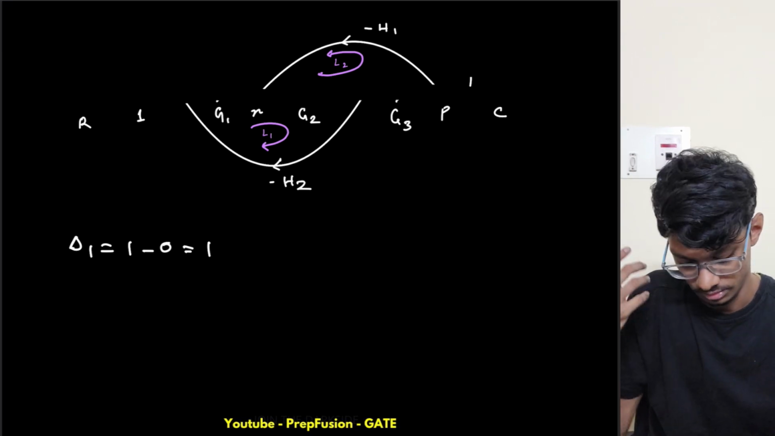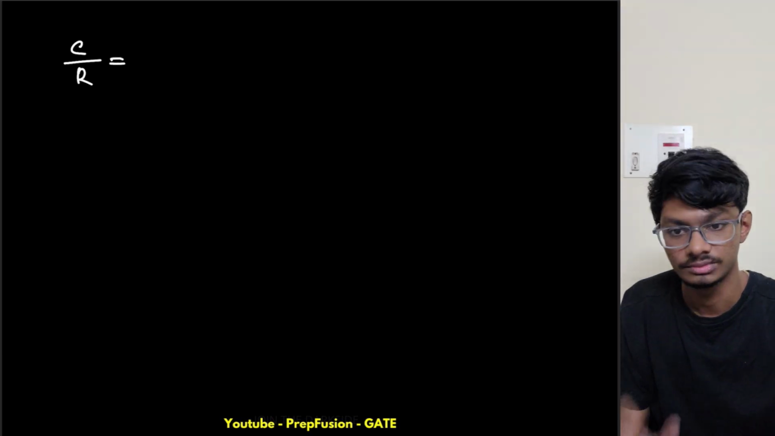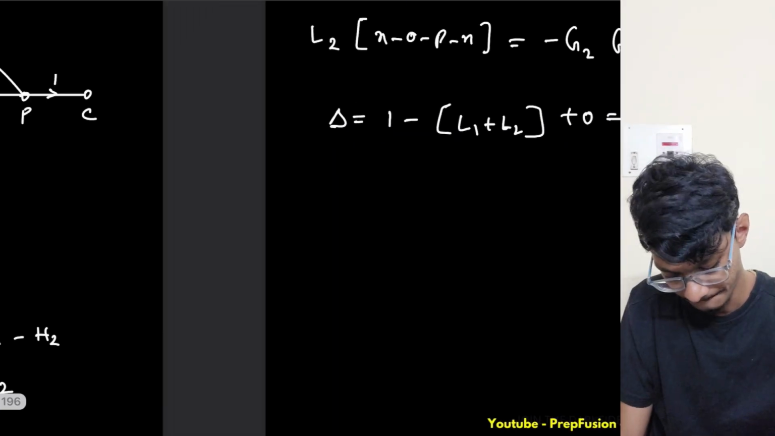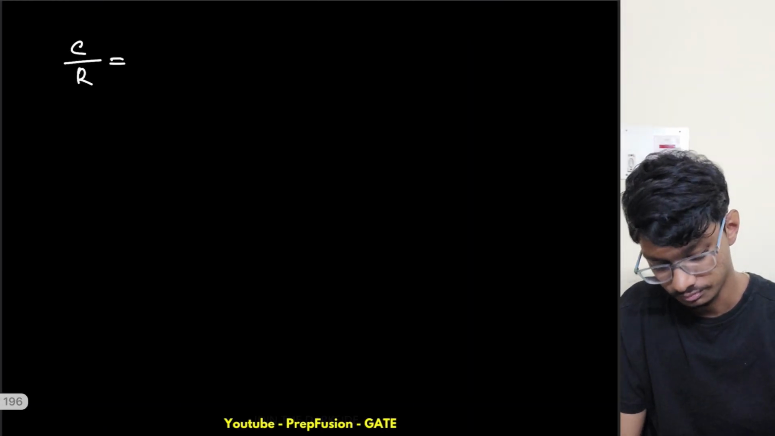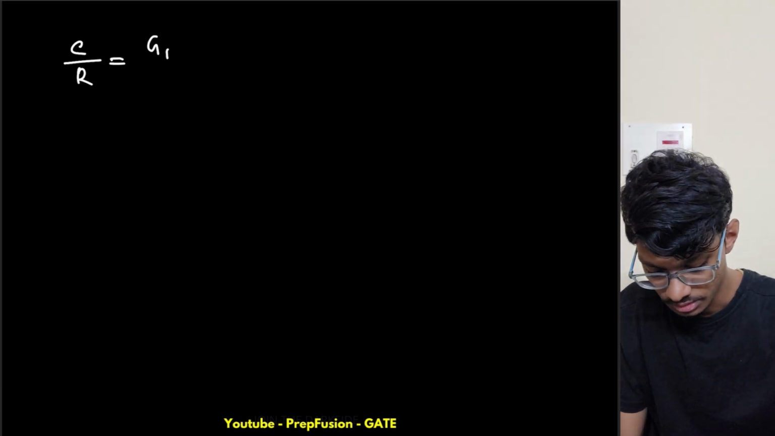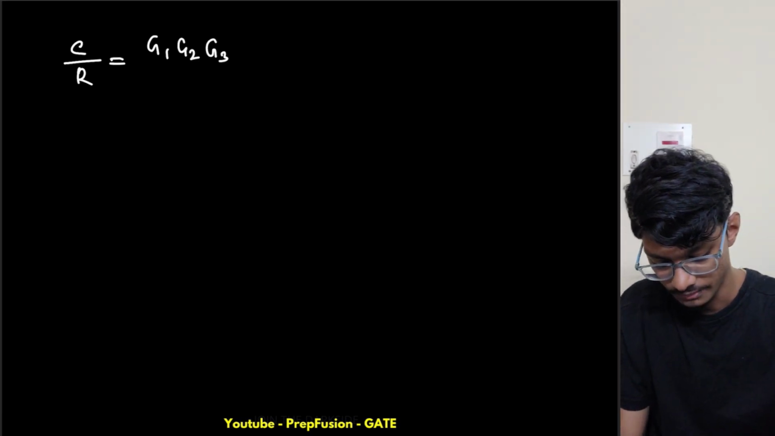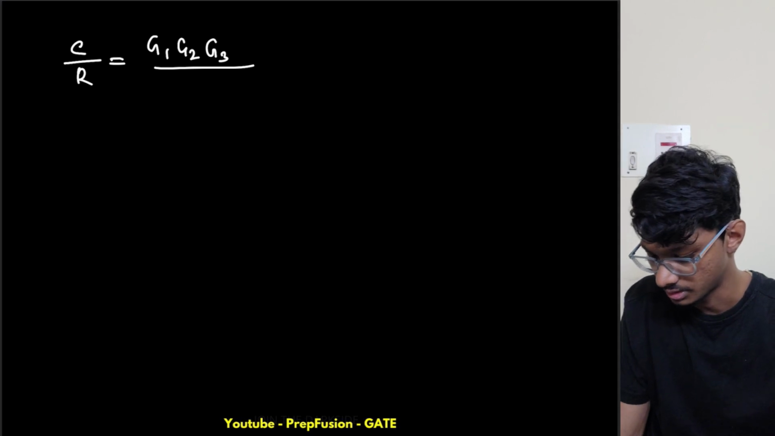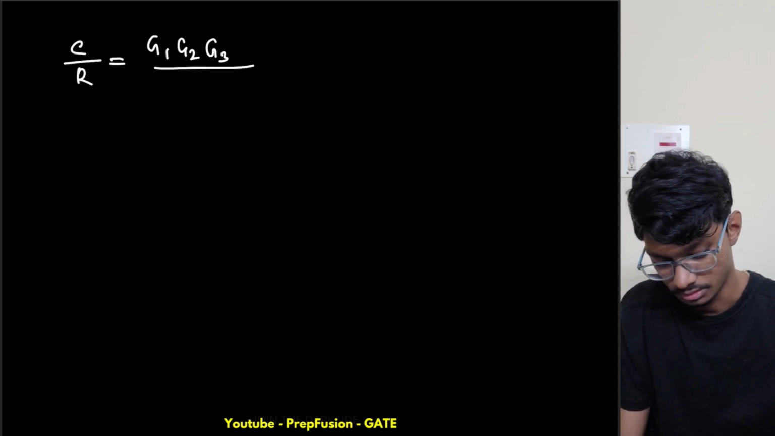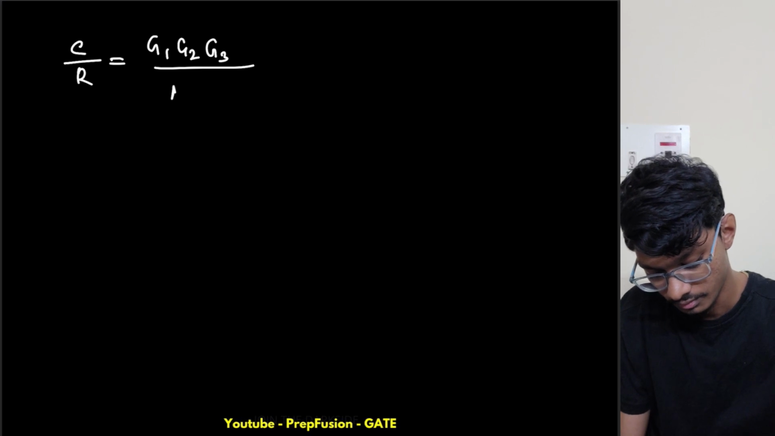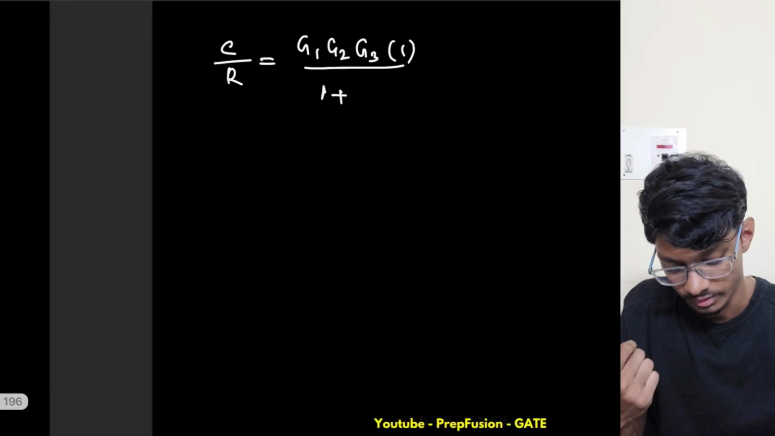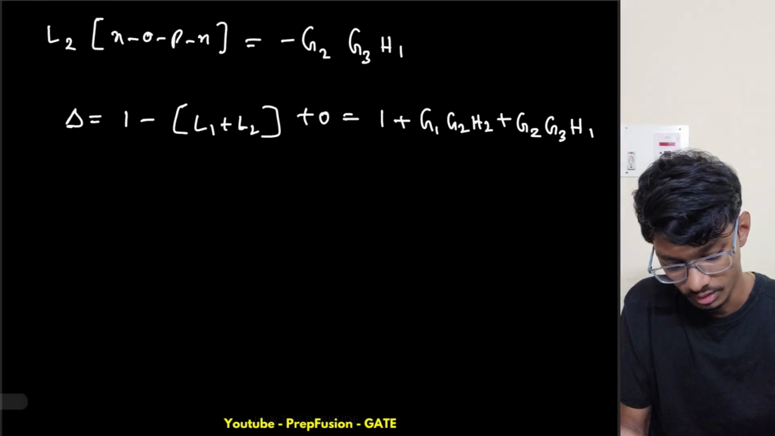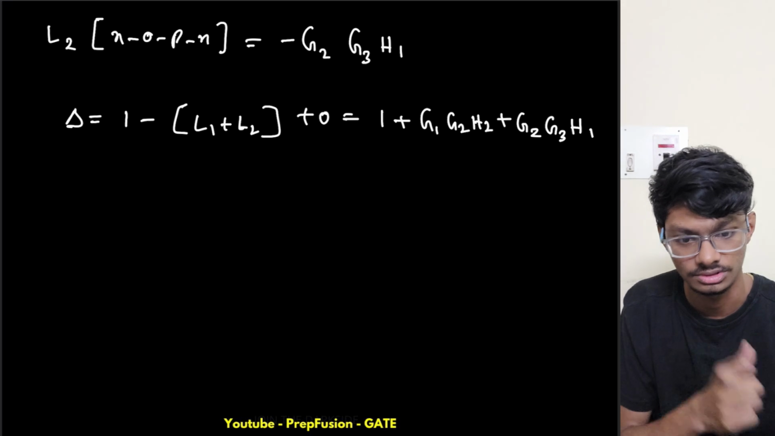So what will be my C by R value? Simply, what was my forward gain? It was P1, and P1 is G1, G2, G3. Let me just check, is it recording? Yeah, it is recording. G1, G2, G3. Now we have delta 1, which is 1 minus 0, only 1, and we have delta. What is delta? Delta is 1 plus G1 G2 H2 plus G2 G3 H1.